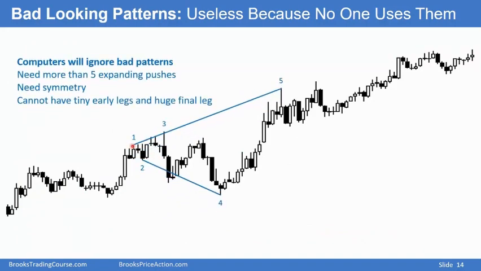Again, we have a symmetry issue here. The spacing between points 1 and 3 is small compared to the space between 3 and 5. You cannot have tiny legs at the start of the pattern and then a very big leg, a lot of bars in the final leg. It's useless. No one's going to be trading it, and if the computers and traders are not trading it as an expanding triangle top, you will not get a reversal. The reversal will be minor and become a bull flag.